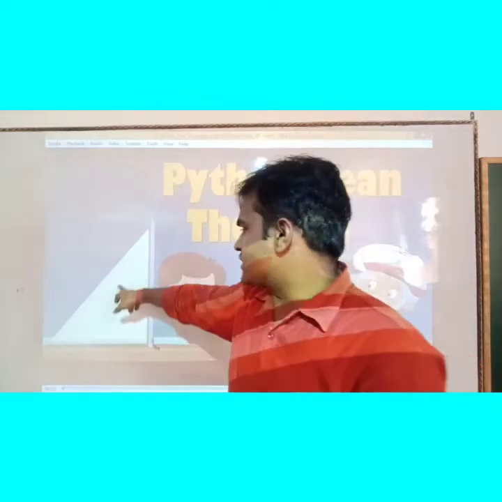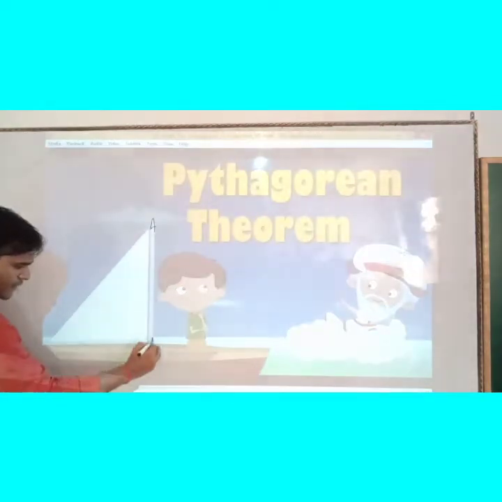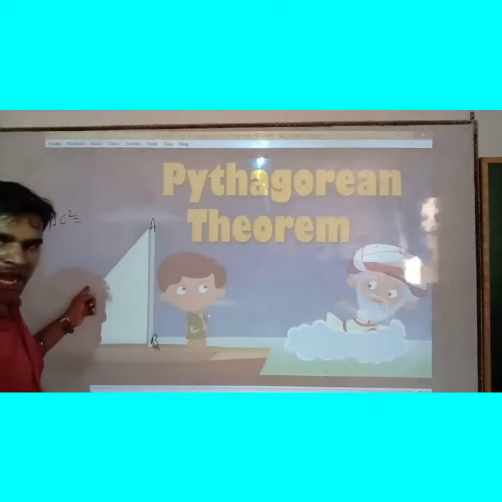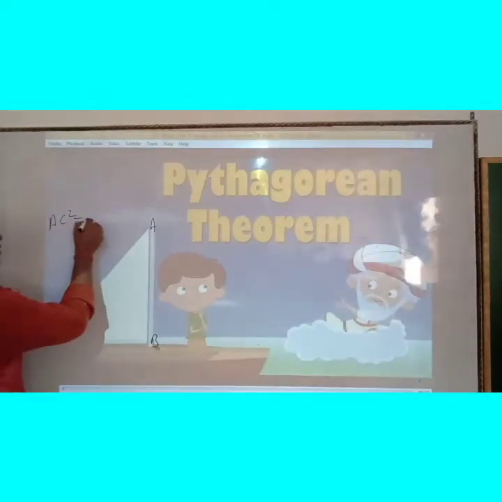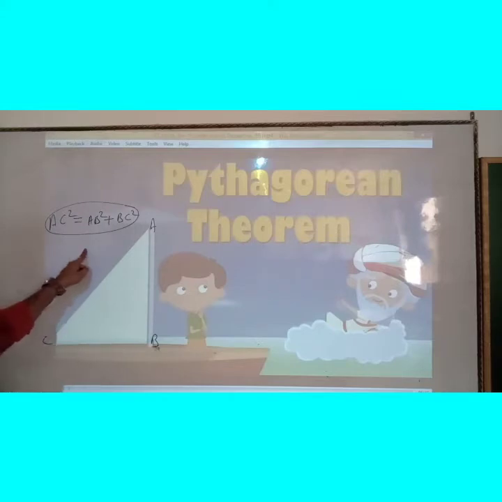Are you seeing? This is a right angle triangle. In this right angle triangle, we consider this is A, B and C. So children, square of AC is the hypotenuse. Yes. So square of AC is equal to the square of AB plus square of BC. This is the Pythagoras theorem.